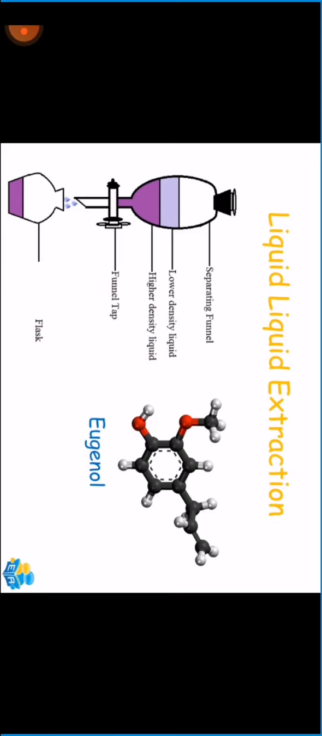What we're trying to isolate here in this experiment is eugenol, and eugenol has the following structure that we can see here, and this hexagon in the middle with the circle is indicating the aromatic properties of the eugenol. So let's go through the steps of this experiment in greater detail.